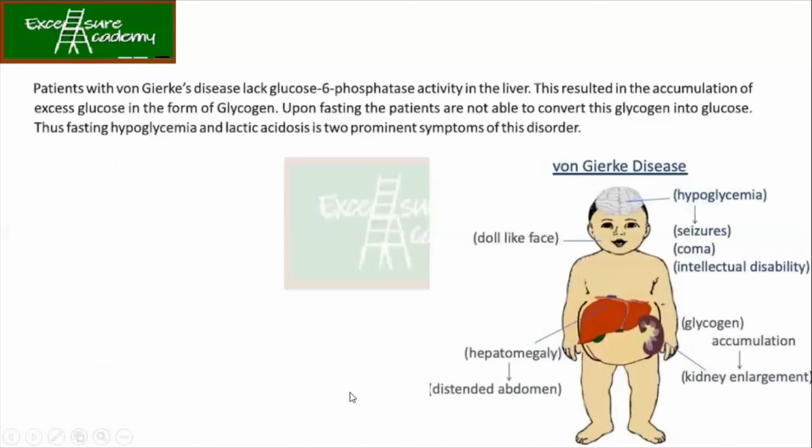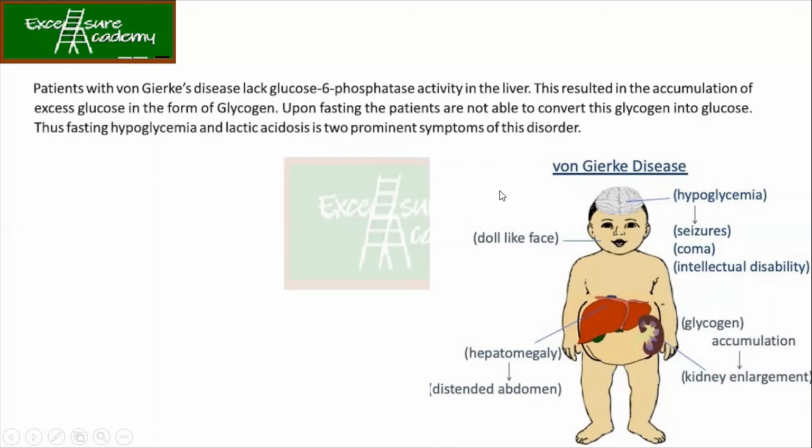Now this is also important guys, बहुत बार ये क्वेश्चन आ चुका है. So patients with Von Gierke disease lack glucose 6 phosphatase activity in the liver. ग्लूकोज 6 फॉस्फेटेज यानी कि क्या? ग्लूकोज 6 फॉस्फेट से ग्लूकोज नहीं बन सकता. It means the child or the patient cannot undergo gluconeogenesis. ठीक है, so this resulted in the accumulation of excess glucose in the form of glycogen. Upon fasting, the patients are not able to convert this glycogen into glucose. Thus, fasting hypoglycemia and lactic acidosis are two prominent symptoms of this disorder. क्यों?